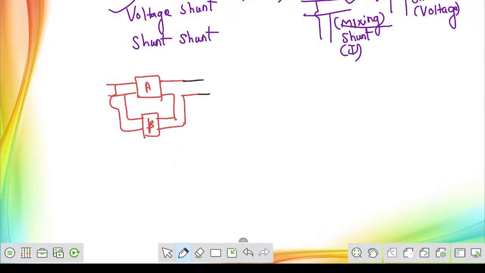Focus on output and input. If we are focusing on output and input side, on the output side this is series topology, sir. We will be focusing on series configuration. On the input side we will be focusing on shunt configuration.